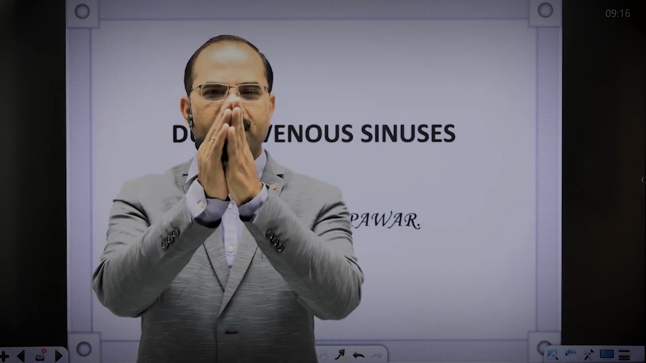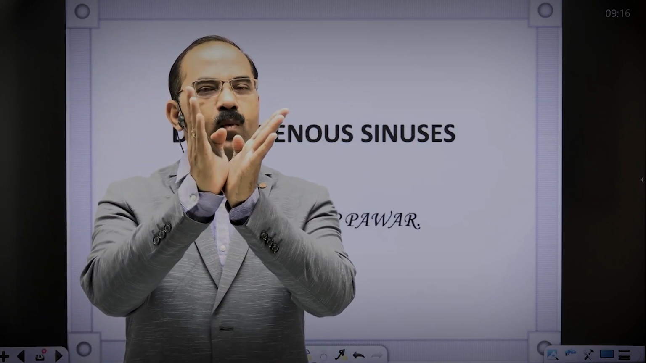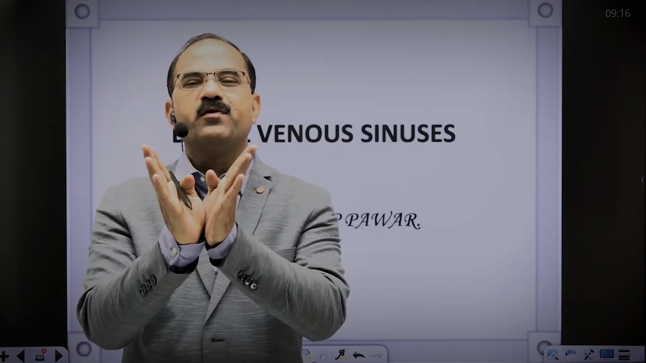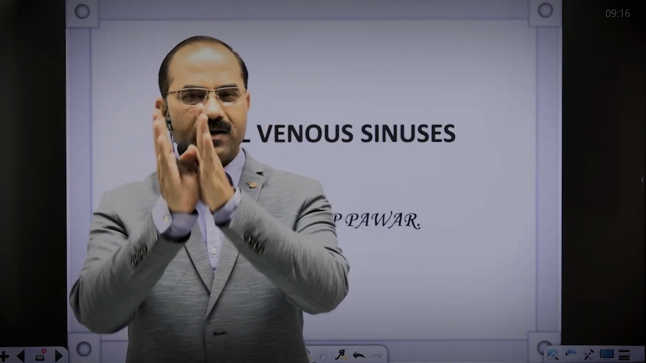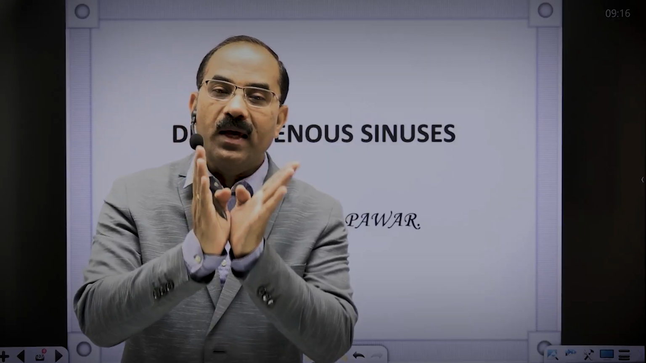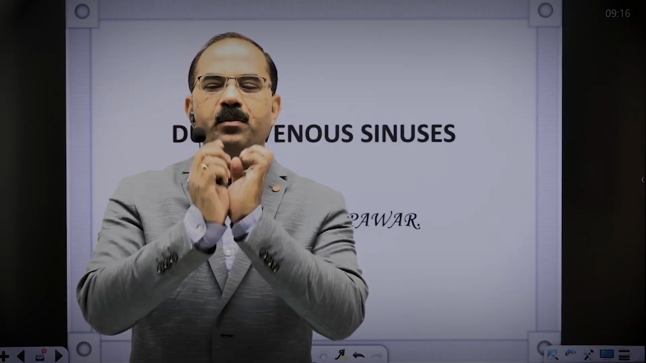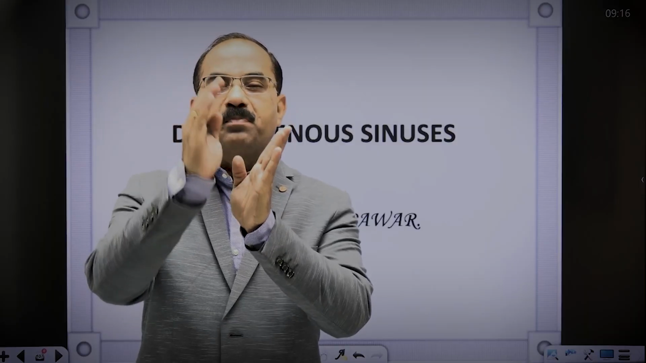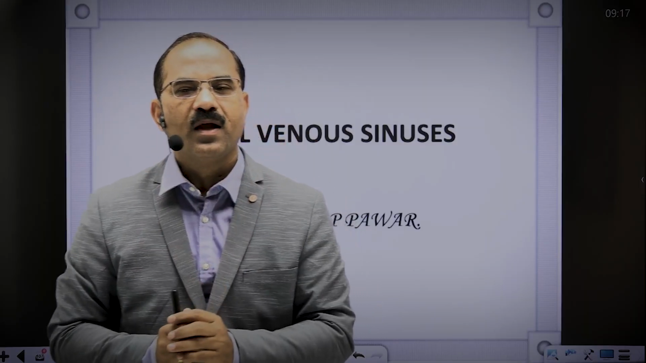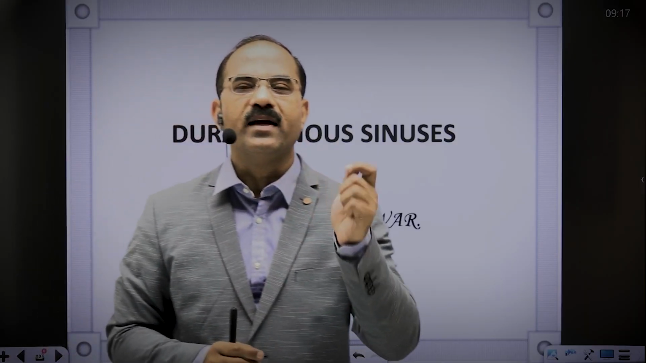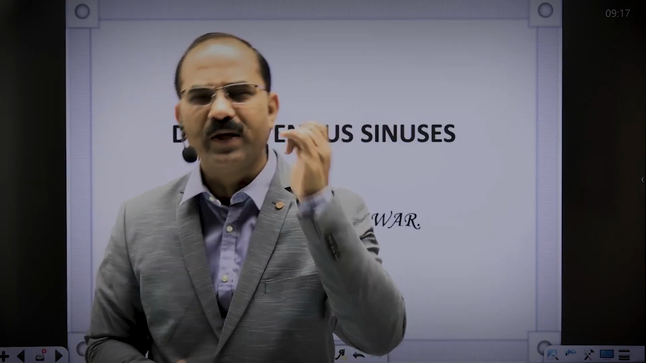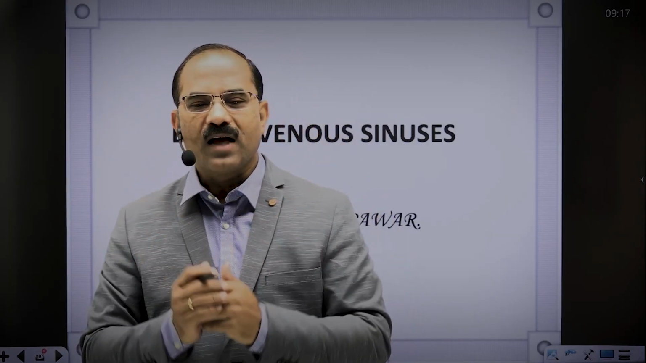Now, this dura mater splits into two layers. One layer goes close to the endosteum of the skull, that's the endosteal layer, and the second layer is known as the meningeal layer. So, the dura mater divides into an endosteal and a meningeal layer. It encloses a space within it, and this space is known as a sinus, a dural sinus. So, a sinus is a space, and these sinuses are filled with venous blood.